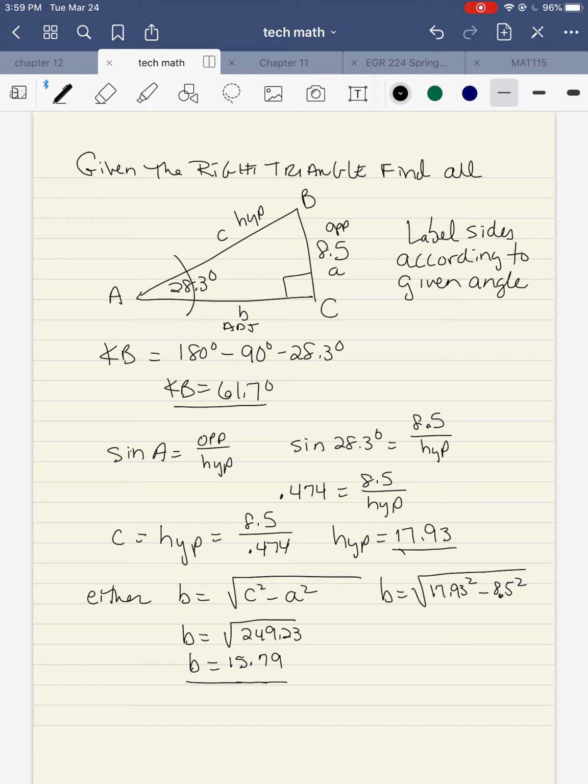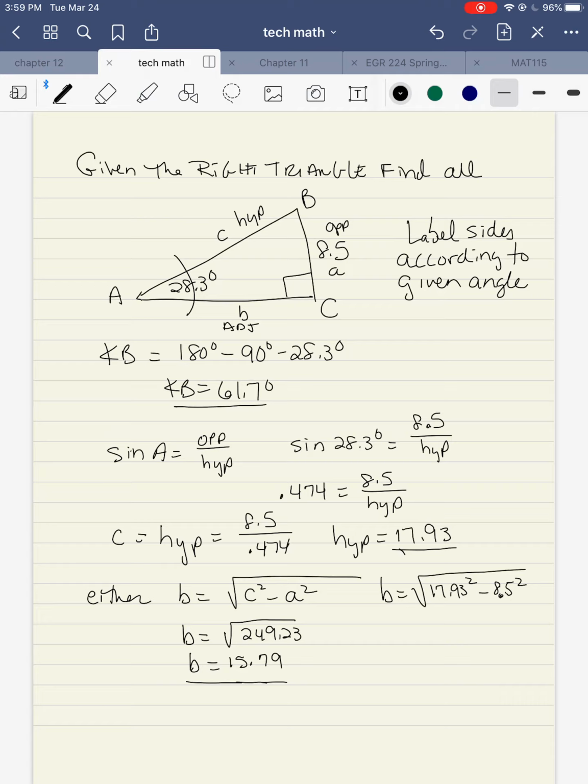So I'm going to label all my sides according to the given angle. The given angle was A, so side b is now my adjacent, side a is my opposite, and of course the hypotenuse is always across from the right angle. What I can use first is the rule that the sum of the angles is 180 degrees. Since I know angle A and angle C is 90 degrees, I can say angle B is 180 degrees minus 90 degrees minus 28.3 degrees, and that gives me angle B is equal to 61.7 degrees.